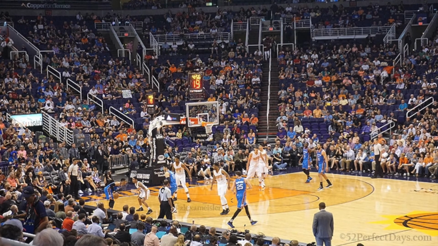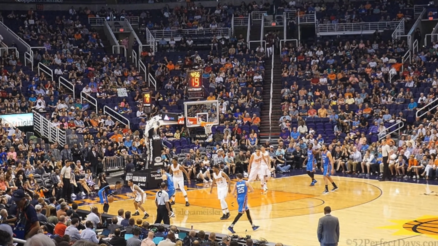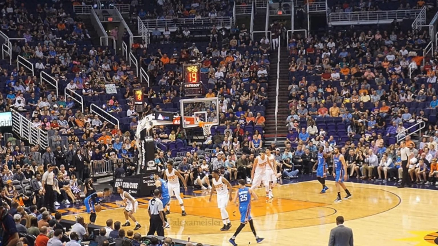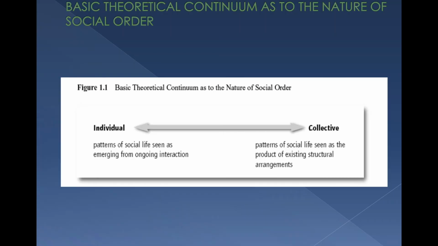Macro theorists might sit further away to see the game as a whole, as an entire institution. They would identify the different components of that institution and positions, less focused on specific individuals, but on the positions and what the positions mean, why they're important. They would look from above to see how those arrangements explain social behavior.